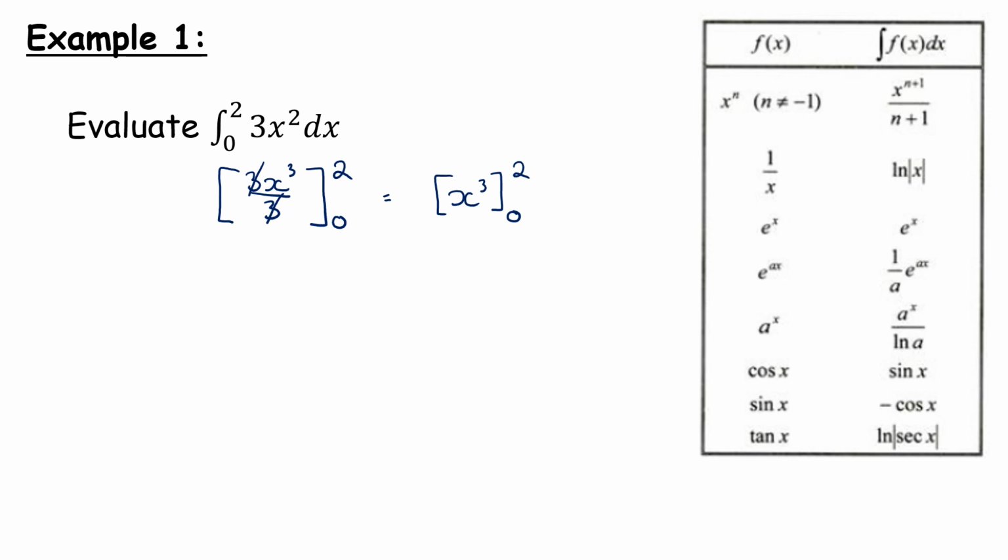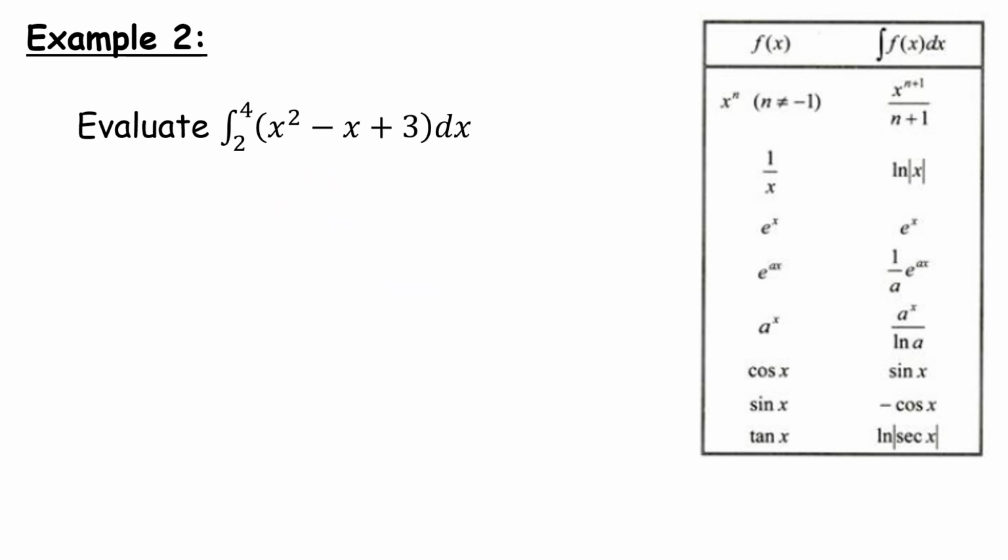How we actually do that evaluation is we sub in the upper limit, so in this case 2, so we have 2 to the power of 3, and then we take away when we sub in the lower limit, so in this case 0 to the power of 3. That gives us 2 to the power of 3 is 8, minus 0 to the power of 3 is 0, so my final answer for this is 8.